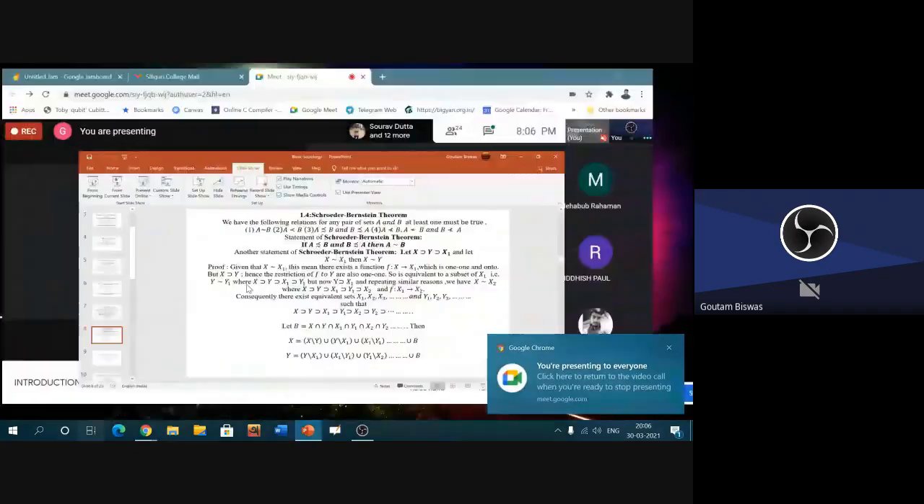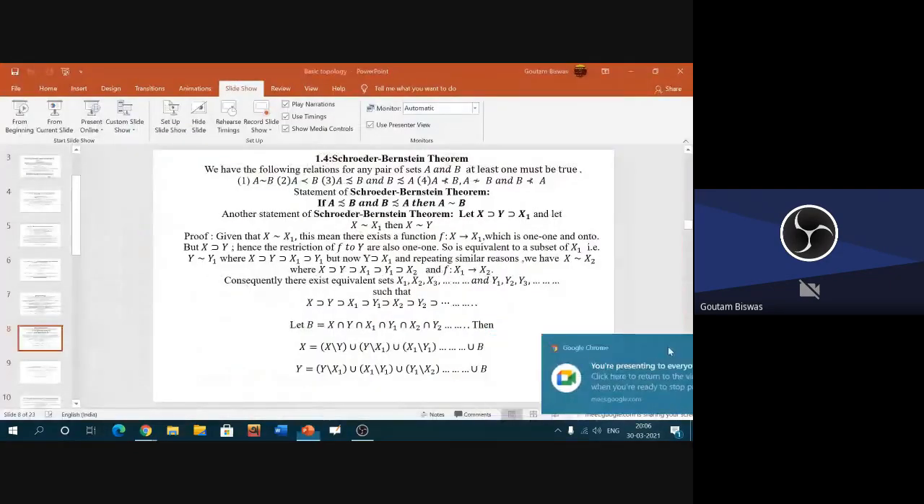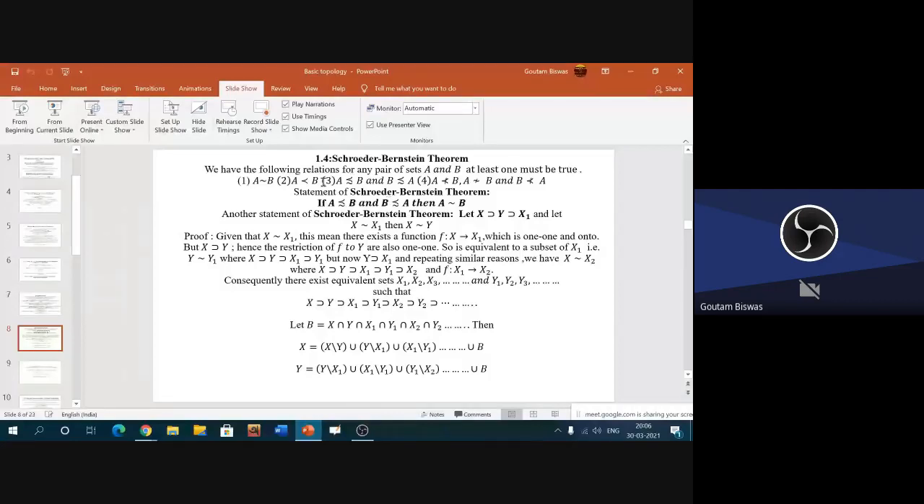Schroeder-Bernstein theorem. I have told you the statement of the theorem: if A is related to B and B is related to A, then A and B are equivalent. And here is another statement. I have given the proof of the second statement.